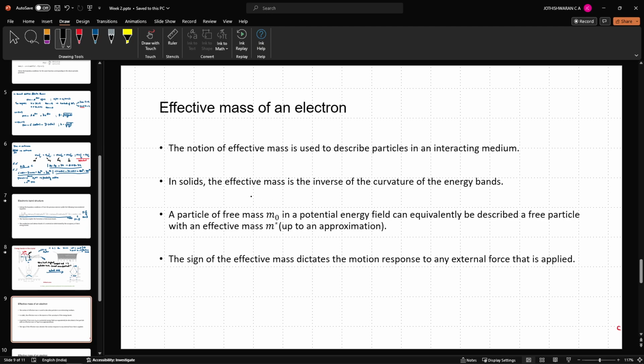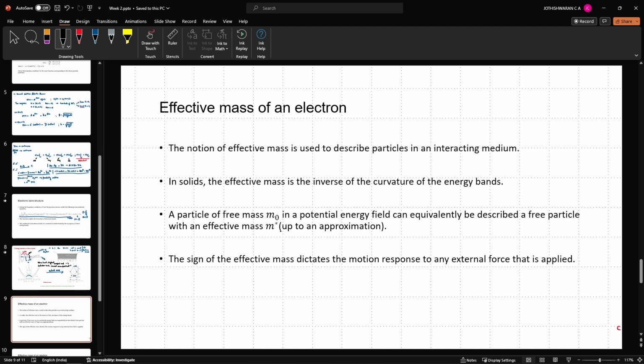And in solids, the effective mass is the inverse of the curvature of the energy bands. We shall come to this when we look at the example. So a free mass m: when there is no potential energy, let us say the particle has mass m naught. Now, a particle in some kind of potential energy field can be equivalently described by a free particle with some effective mass m star. So a particle plus a potential can be combined to create a free particle of mass m star.